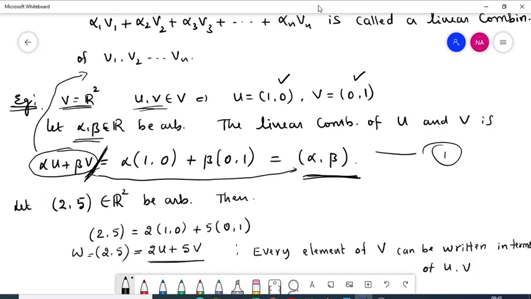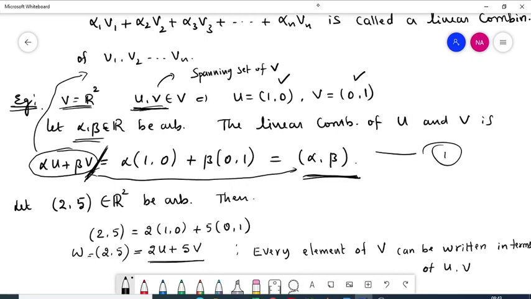Such elements or such pairs u and v are called a spanning set of v. Okay, so this will be considered in the next chapter. Right now understand only this much.